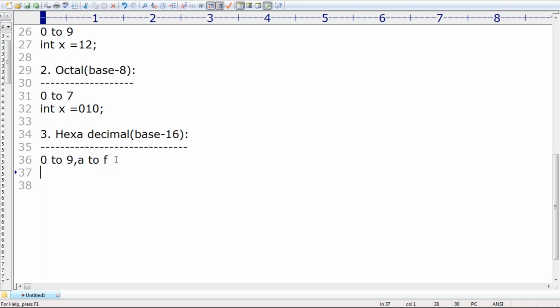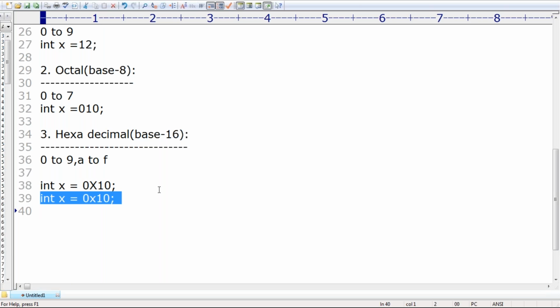Next, int x = 10. By default, is 10 a decimal value or an octal value? By default, 10 is always considered decimal. So if I want to say, hey compiler, please consider this one as hexadecimal, how can you specify it? Prefix with 0x. This x may be small also, it need not be capital X. It can be small x also, no issue at all.